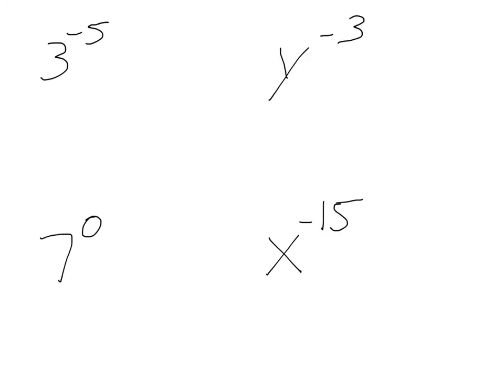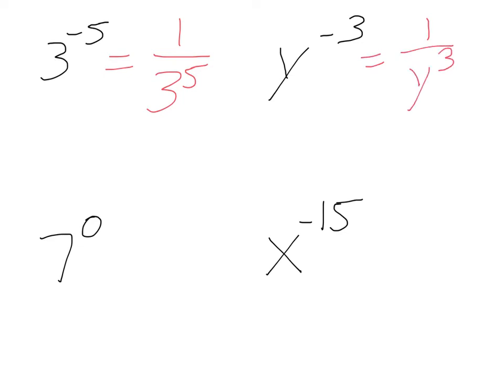Figure out what these are with positive exponents and pause the recording. We're looking at writing these with positive exponents. So 3 to the negative 5th would be what? 1 over 3 to the 5th. You do not have to evaluate that out unless I absolutely tell you to. What is y to the negative 3rd? 1 over y to the 3rd.